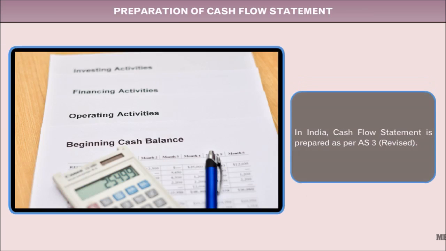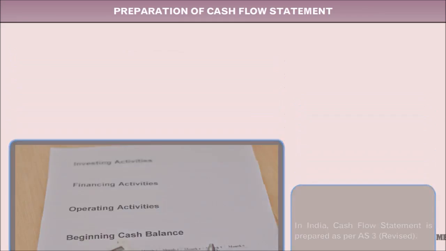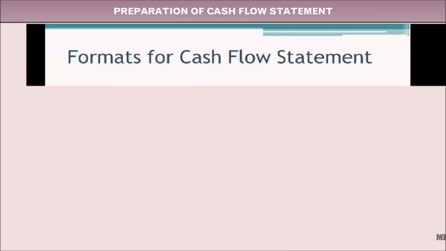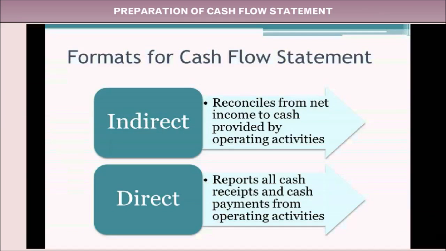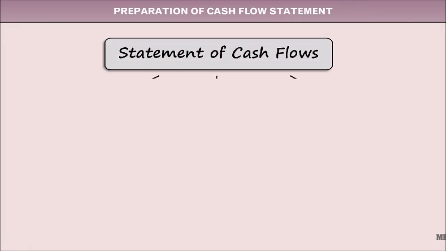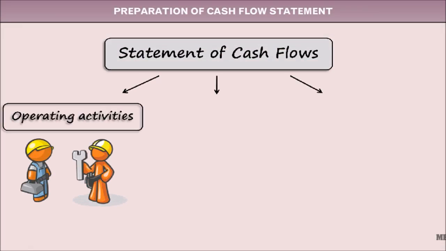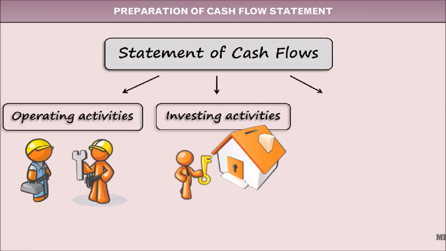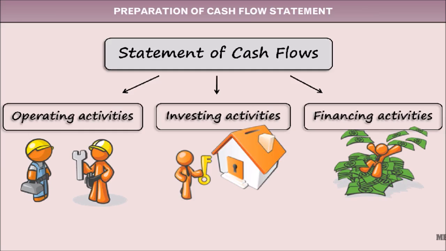Preparation of cash flow statement. In India, cash flow statement is prepared as per AS 3. Cash flow statement may be prepared either by direct method or indirect method. Here we will study only indirect method of preparation of cash flow statement. Cash flow is calculated from three types of activities. These are operating activities, investing activities, and financing activities.